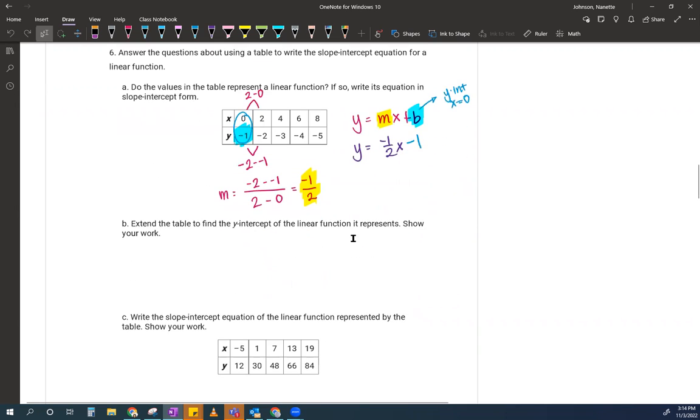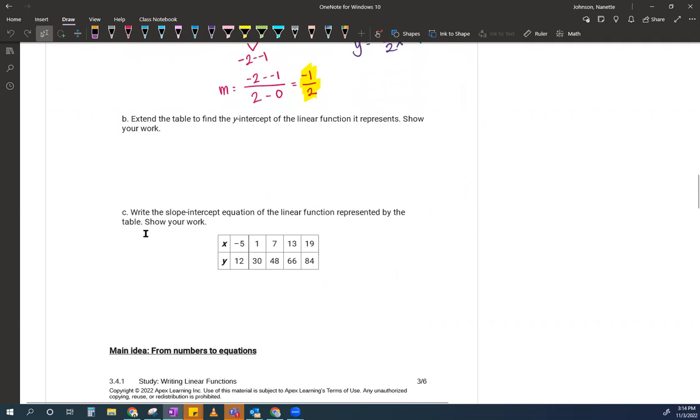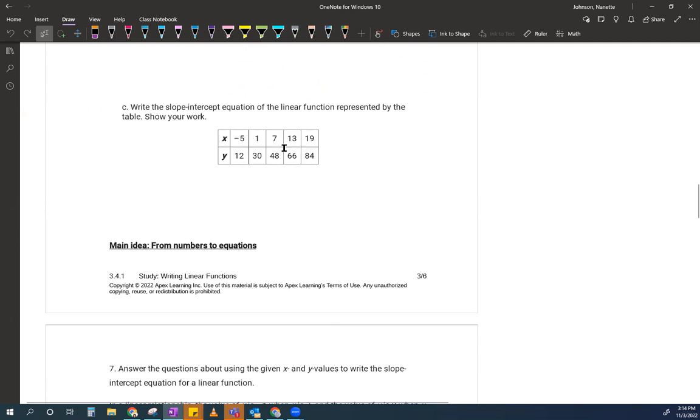So then here, we already did the work, extend it to find your y-intercept. And then here, this one says, write the slope-intercept equation of the line. So now you know how to do this. I want you to take a break and figure this one out and then come back when you're ready to check your answer. Okay, so now that you're back, I'm going to find my equation.